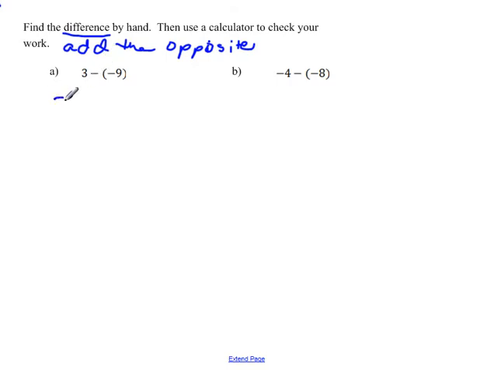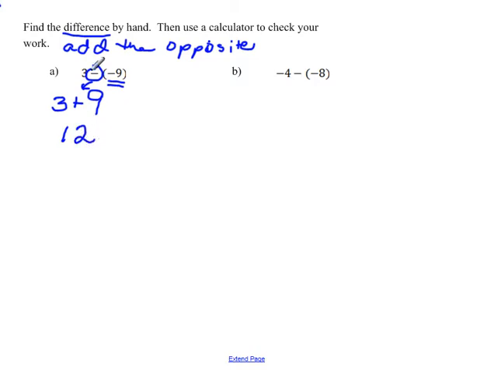So our first number is going to stay the same. We're still going to use a 3, but now instead of subtracting, the subtraction is going to become addition. And we're going to add the opposite of whatever it was that was being subtracted. Well, what was being subtracted was negative 9. Its opposite is positive 9. So 3 plus 9 we know is 12.